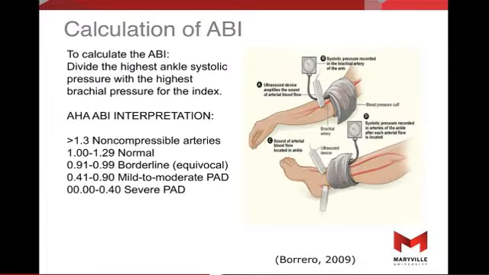So this next slide shows you how this is done and how you would calculate it. And based on the calculation, it will tell you what's normal versus borderline, mild to moderate peripheral arterial disease, and those that have severe. So like I said, we want to catch patients at that borderline. So if a patient has risk factors, this is an easy thing to do in office to determine a patient's risk.